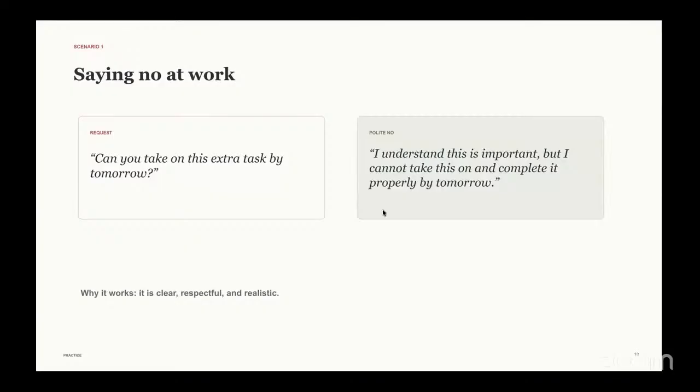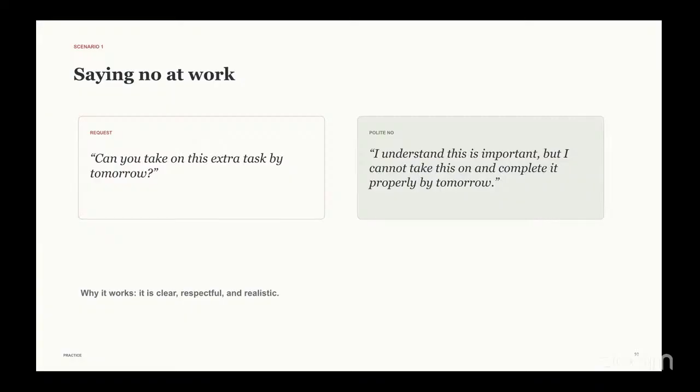So now we're going to take it a bit more in a practical way. For example, saying no at work. If someone tells you, can you take on this extra task by tomorrow? But you genuinely can't. And a lot of us immediately want to say yes, especially if it's coming from someone senior, because we want to show that we are able and we want to show our best.